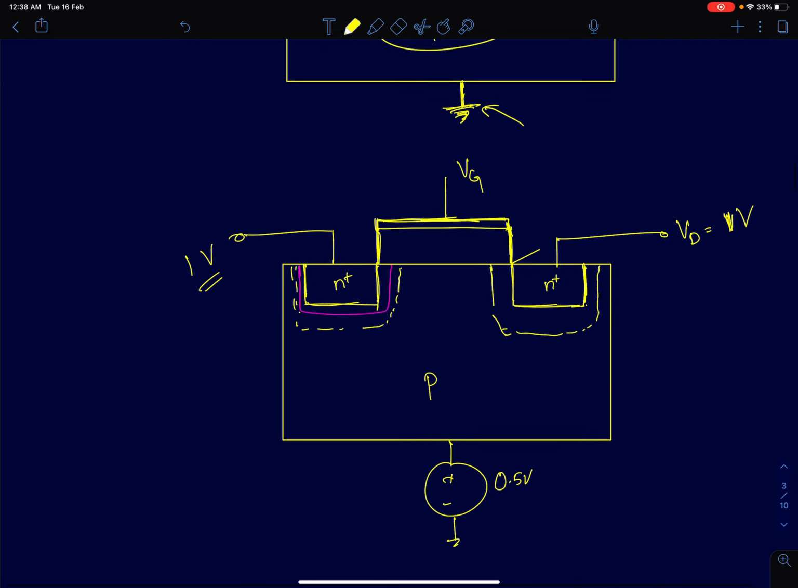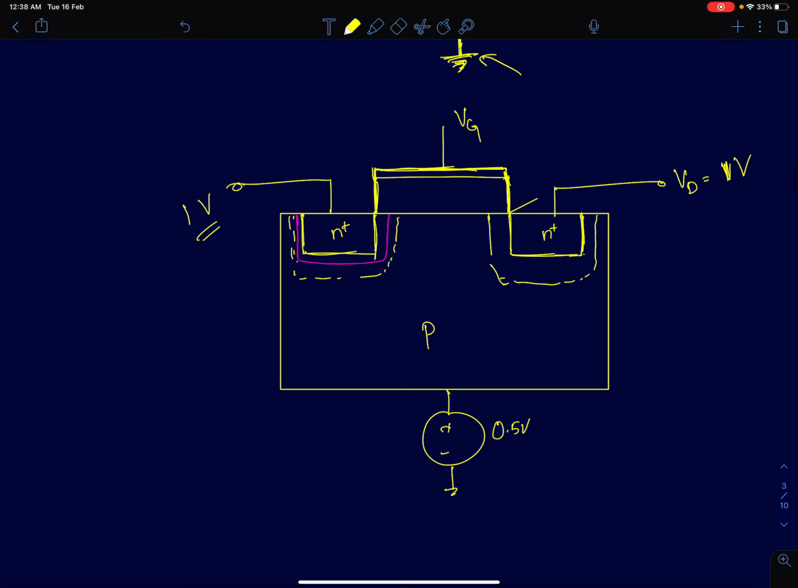Now in the second case, what I've done is that, instead of holding the bulk potential at 0, always remember the bulk voltage has to be the lowest. It has to be lower than the source voltage. But I'm slightly increasing the bulk voltage to 0.5 volts. If I increase the bulk voltage to 0.5 volts, these diodes will become less reverse biased. So the depletion width will reduce, which means more electrons will free up.